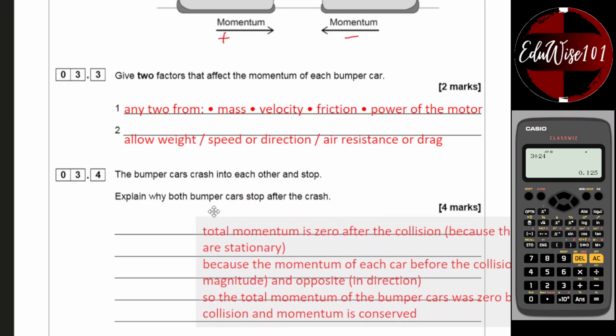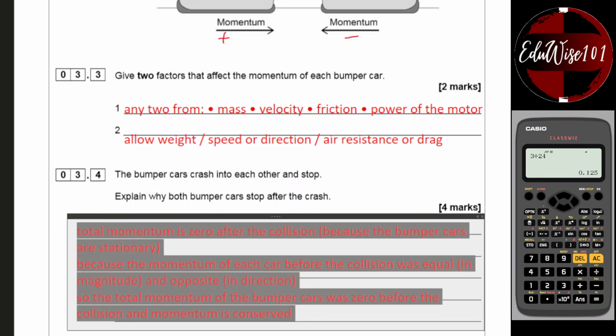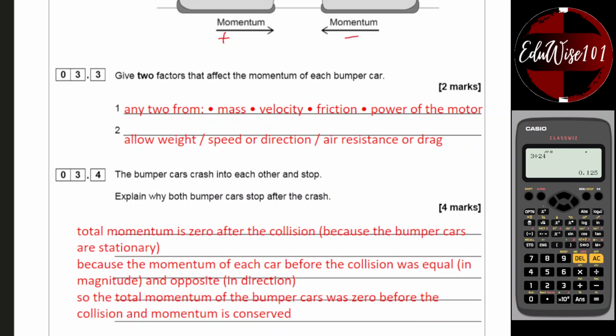So total momentum is 0 after the collision because the bumper cars are stationary or have stopped. Because the momentum of each car before the collision was equal in magnitude and opposite in direction. So the total momentum of the bumper cars was 0 before the collision, and the momentum is now conserved.